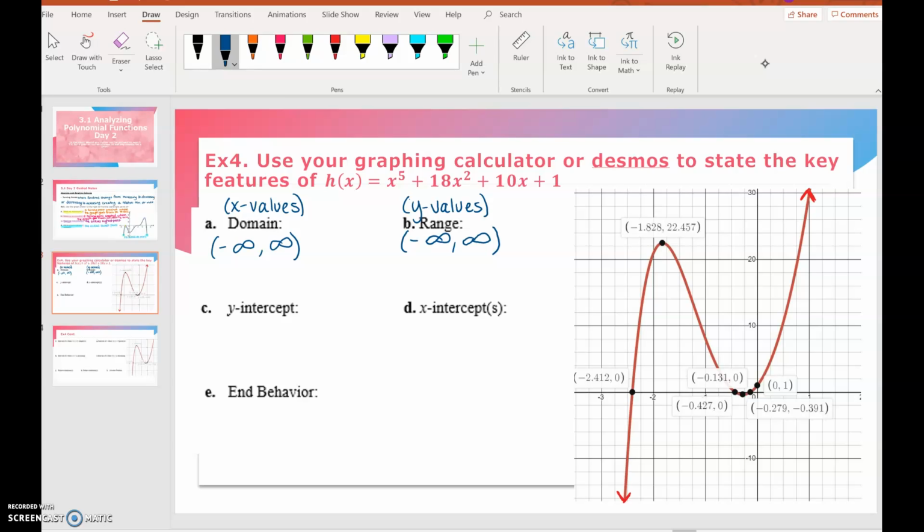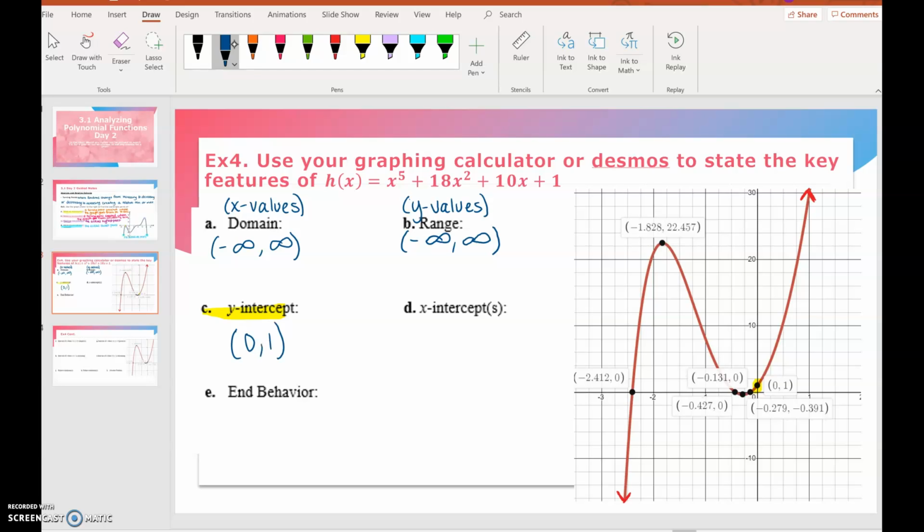Now let's look for the y-intercept. So where would the y-intercept be on our graph? And that would be where it touches on the y-axis. So here's the y-axis. Where does it touch? Right here. So our y-intercept is this point right here, which is labeled as (0, 1). So our y-intercept is (0, 1).